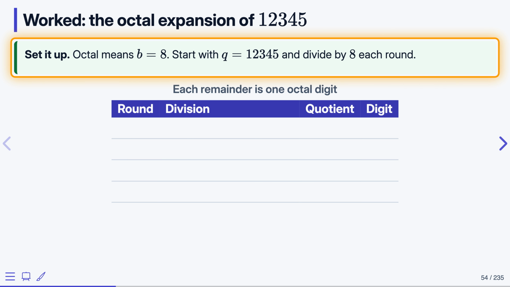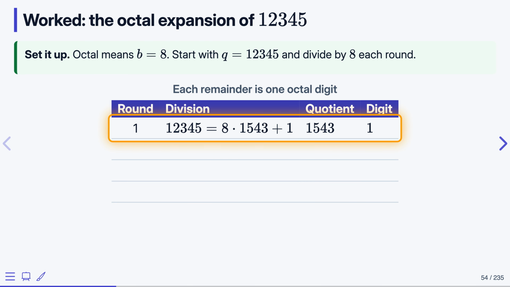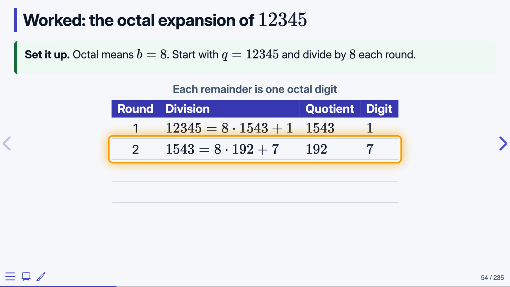Set it up. Octal means base 8. We start with q equal to 12,345, and we divide by 8 each round. Round 1. 12,345 equals 8 times 1,543 plus 1. The digit is 1. Round 2. Divide 1,543 by 8. It equals 8 times 192 plus 7.